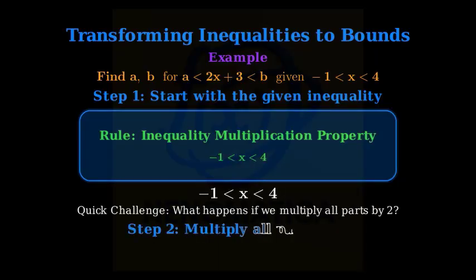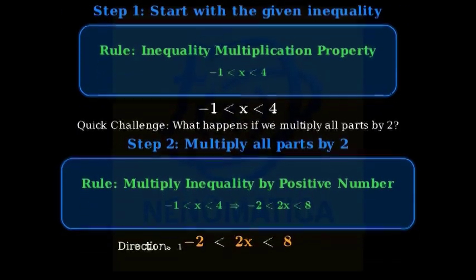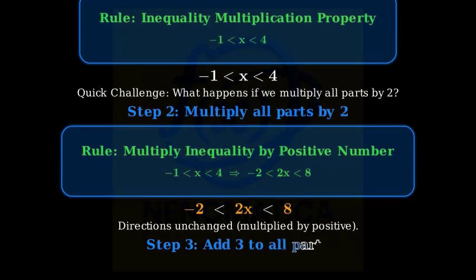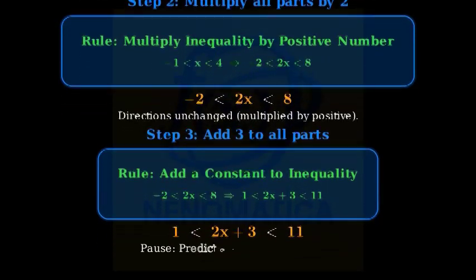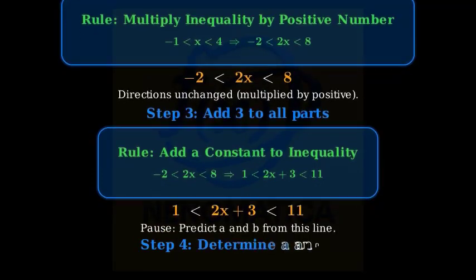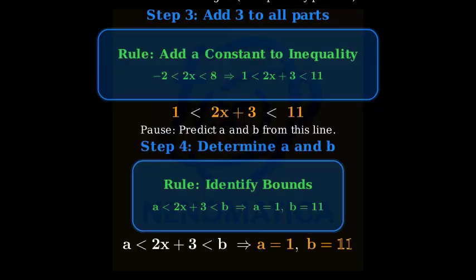Step 2. Multiply all three parts by +2. Because the multiplier is positive, the inequality directions stay the same. Step 3. Add 3 to every part of the inequality. Again, adding the same number preserves the inequality directions. Step 4. Read off the new bounds. We have a less than 2x + 3 less than b, so a equals 1 and b equals 11.